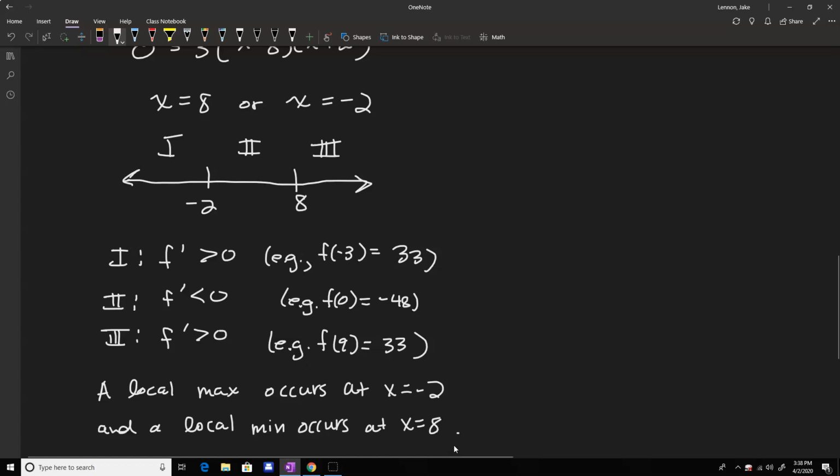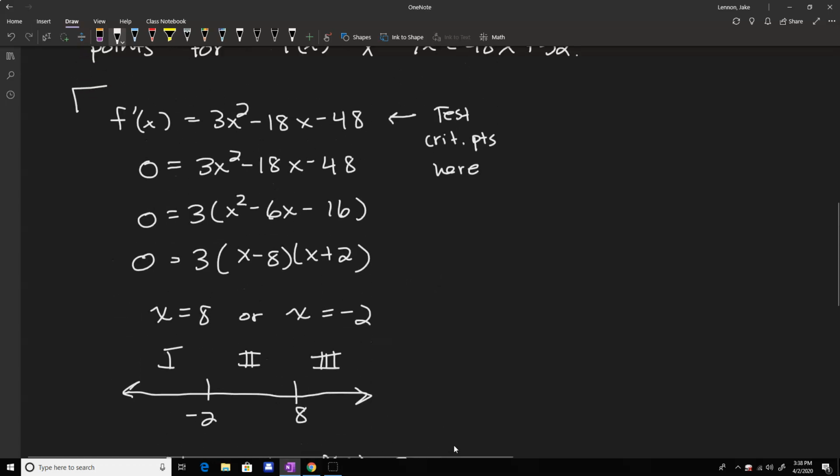Okay, so that's first derivative test stuff. If we go back up, we can perform something similar to find the inflection points. So trying to find the inflection points, we would start with the second derivative. If you take the derivative of the first derivative, you would get 6x minus 18.